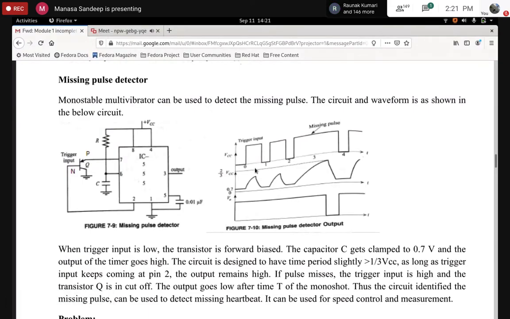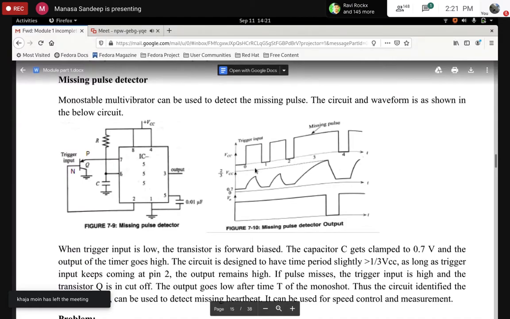in the output waveform, the first waveform here. So here, the negative trigger you are applying, zero you are applying. Zero is connected to the base. So what happens? This transistor gets forward biased. Since it is forward biased, what happens because of this? When the transistor conducts, this capacitor gets clamped to 0.7 volts.